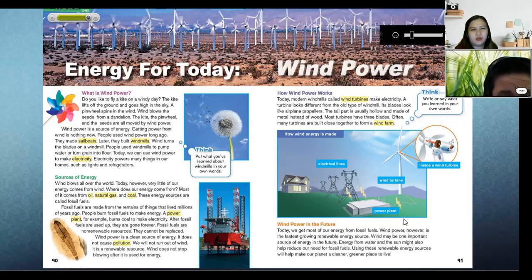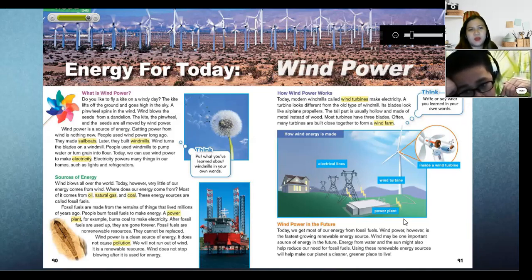It's the power of the wind. Okay, it's getting power from wind. So wind power is a source of energy. Of course, people used wind power long ago. They made sailboats. Later, they built windmills.